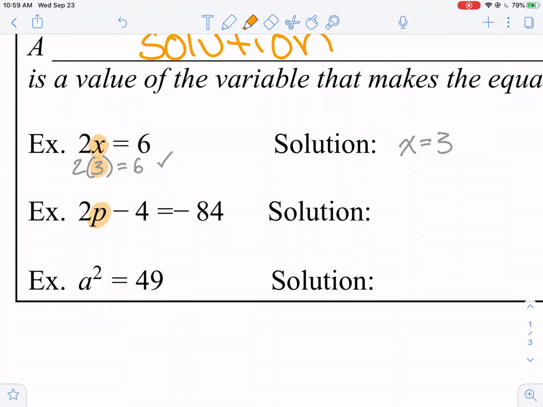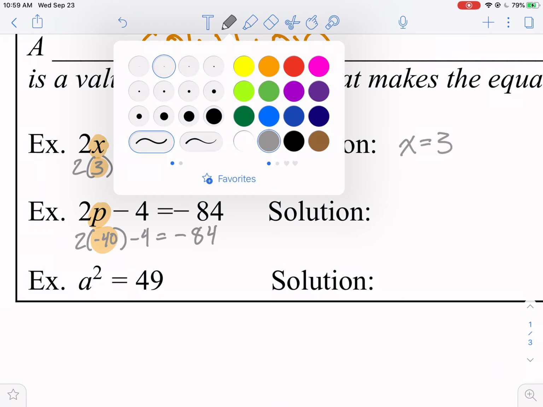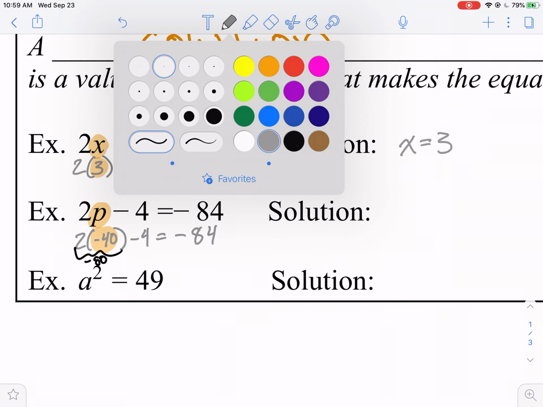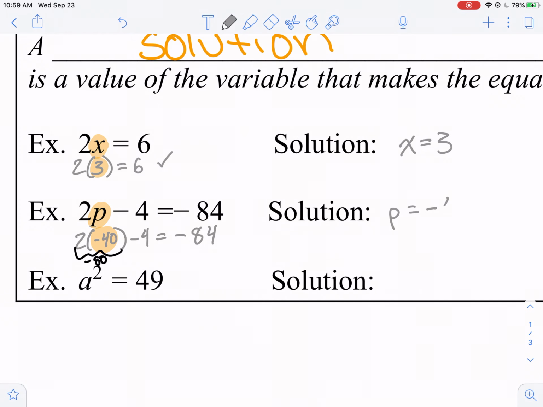Next, what do we want to plug in for p to make this true? Well, if we plug in negative 40 for p, that will make this statement true. Because 2 times negative 40 is negative 80, and negative 80 minus 4 is negative 84. So we say that when p equals negative 40, that's a solution. So negative 40 is a solution to the equation.